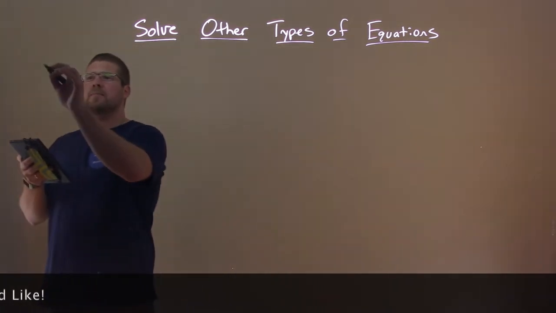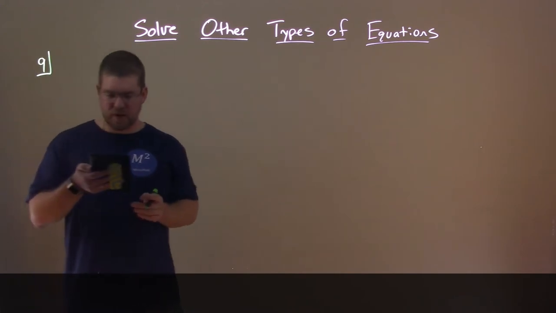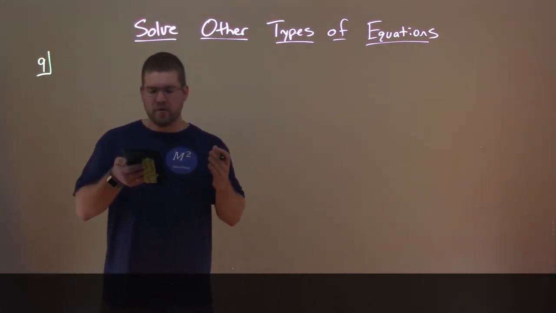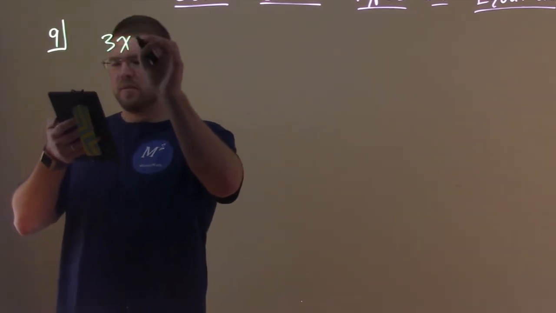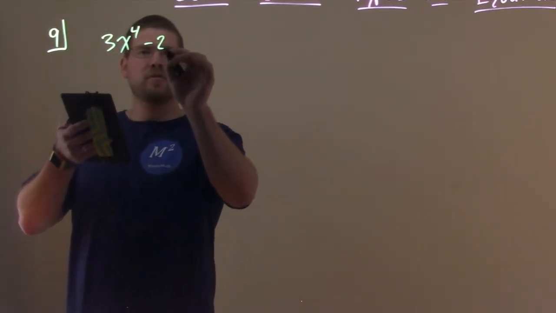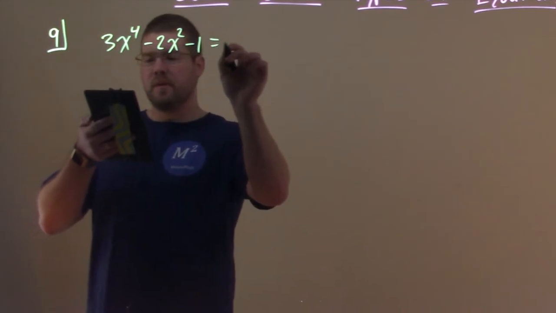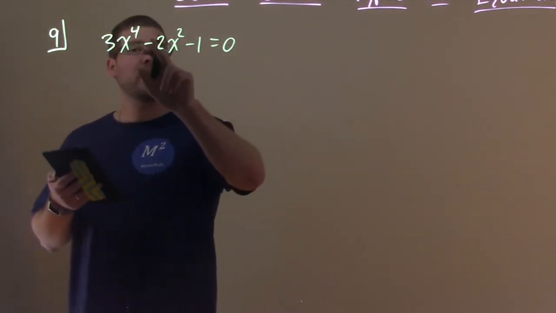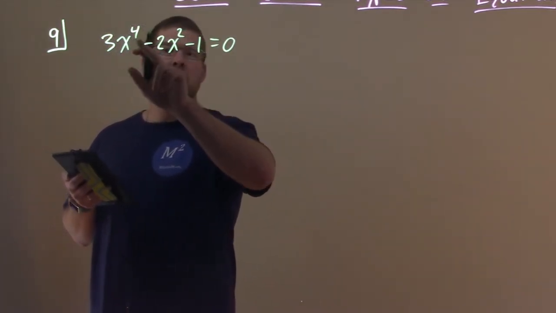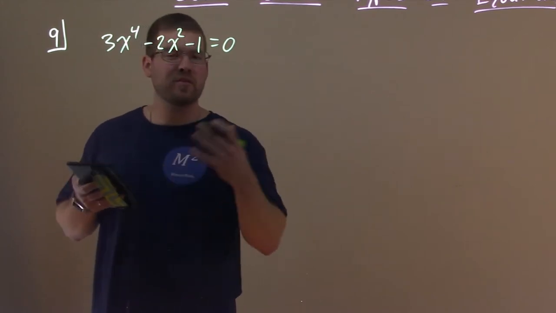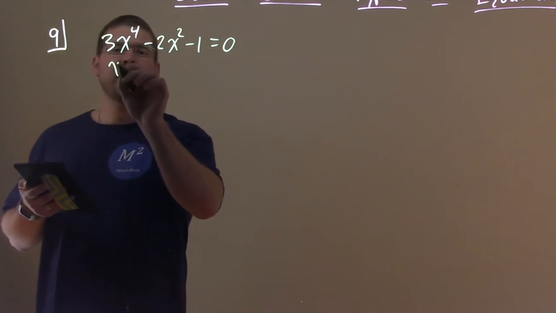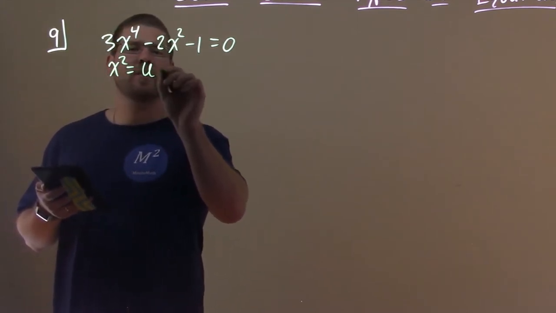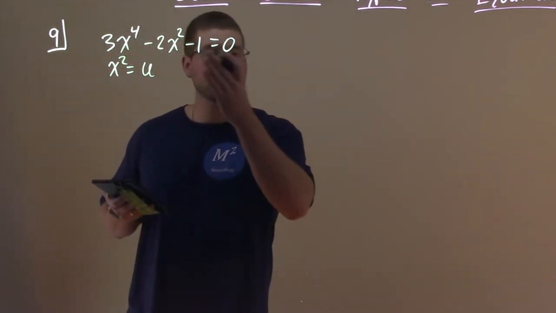So number 9, our first one here. We have a fourth degree equation in the quadratic form, and we're going to solve it. So let's see this: 3x to the fourth minus 2x squared minus 1 equals 0. What they're saying is, we have the fourth power and second power. This 2 is 1/2 of 4, so it's in quadratic form. So I'm going to take x squared and let it equal the variable u. And I'm going to substitute here.